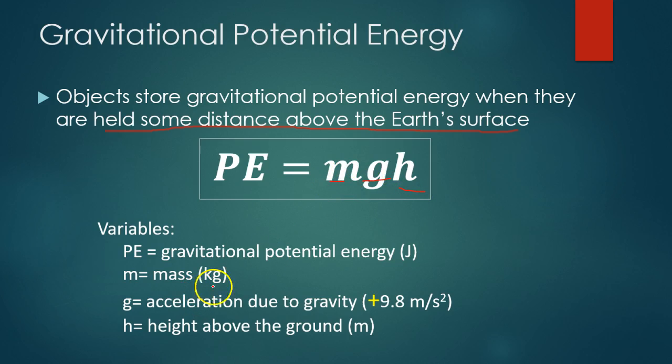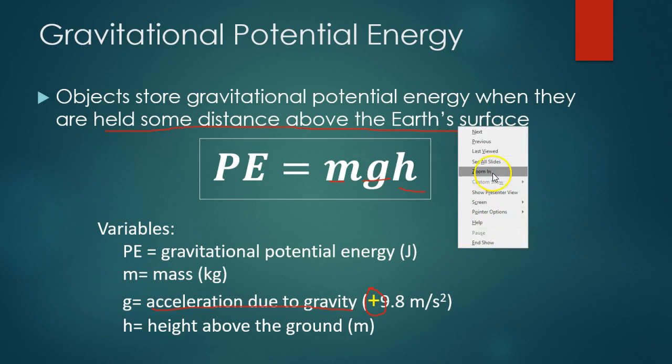M would be mass. G, really important that you know this. G we've used before, and it's the acceleration due to gravity. We've always used negative 9.8 because gravity always pulls us down, but it's so important to know that we're going to use a positive 9.8 for this, and I'll tell you why in just a moment. Actually, I'll tell you why right now. The reason is because energy is never negative. Let me go ahead and go to that slide and show you right here.